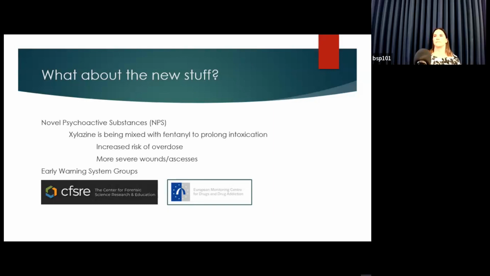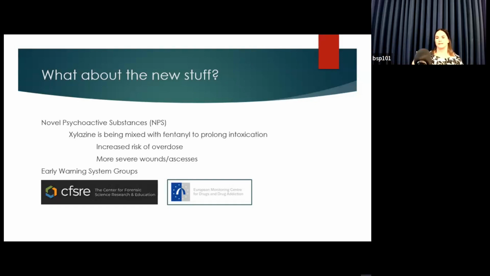So the problem is if you are given fentanyl with xylazine and you don't know that, you might stack your doses of fentanyl in your body just based on your past use patterns, and then accidentally overdose more easily.